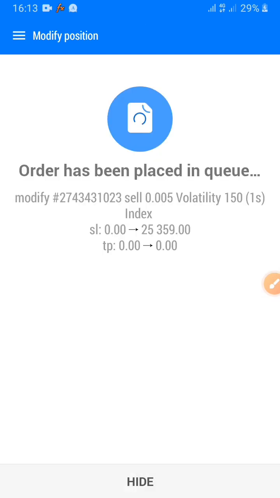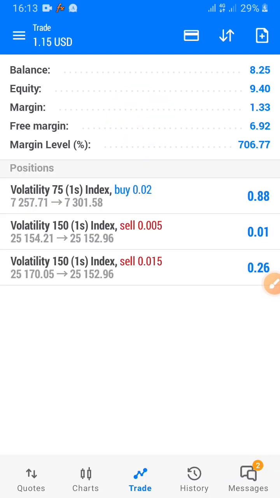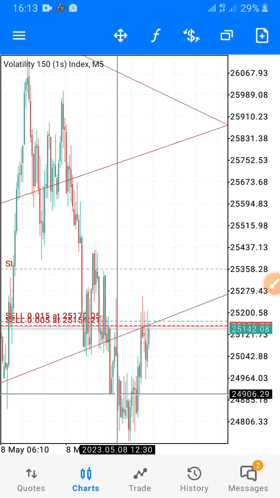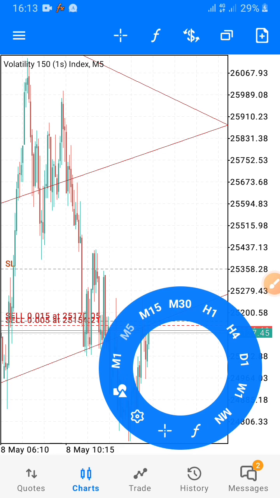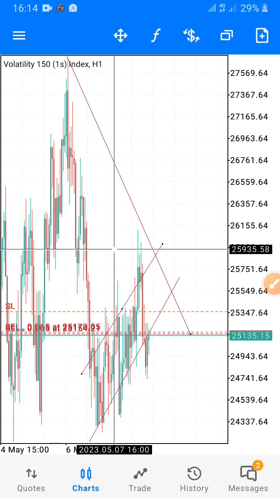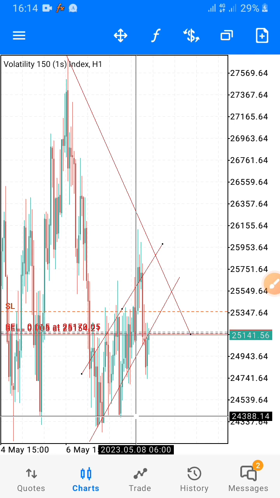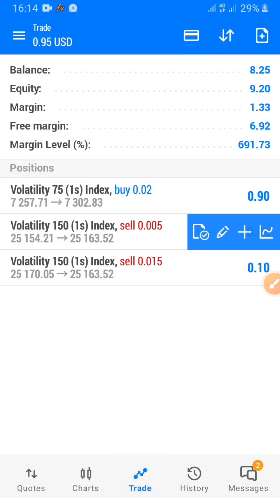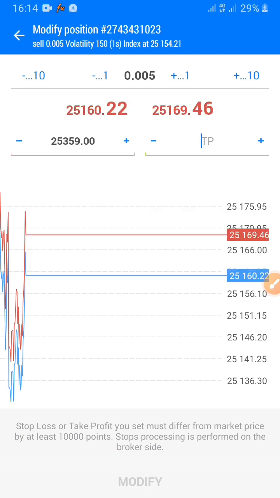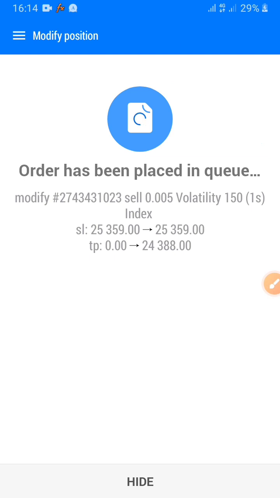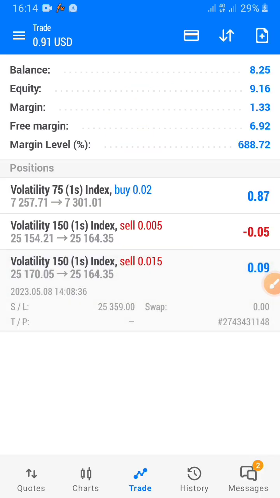And our take profit obviously is going to be down. Let me just go to a bigger time frame. So our take profit will be down here on the 24.30.88. Just 24.30.88. That will be our take profit.